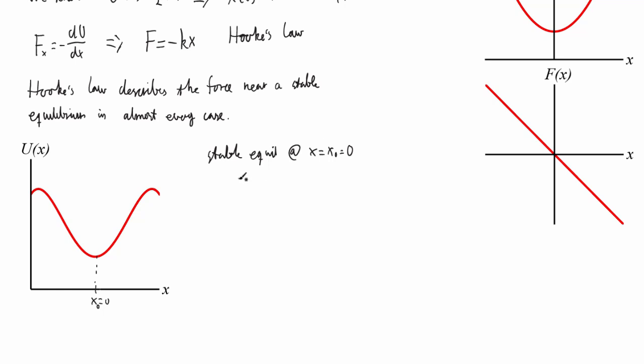I can then do a Maclaurin expansion, or Taylor expansion. It says the potential near this point here, 0, equals the potential at 0 plus the first derivative of the potential at 0 times x plus 1/2 u double prime of 0 and x squared, etc. This is known as the Maclaurin series.